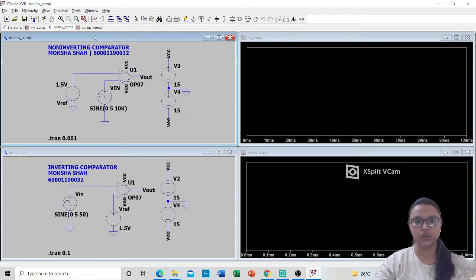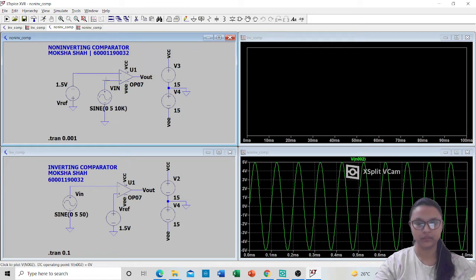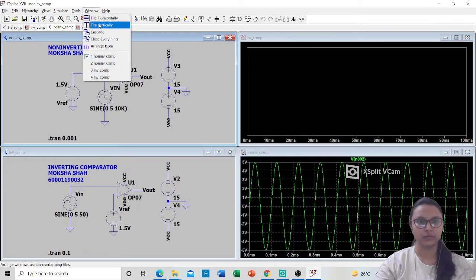So this is a non-inverting comparator since it is connected at the non-inverting terminal, and over here I've reverted the Vref so that you all can compare the value at the negative Vref also, that is minus 1.5 volt. You all can do it at positive also. So I'll just run.